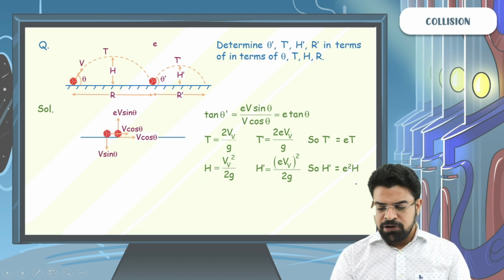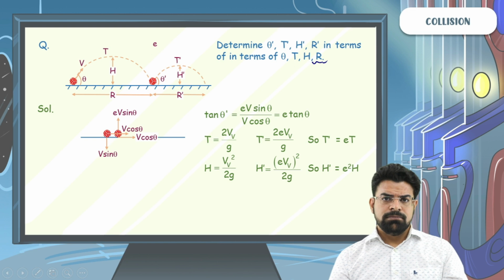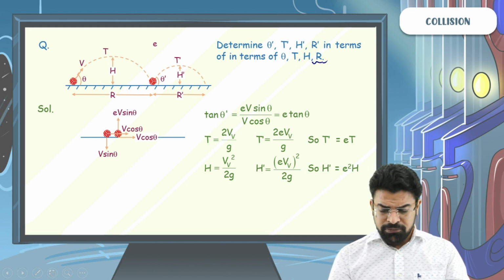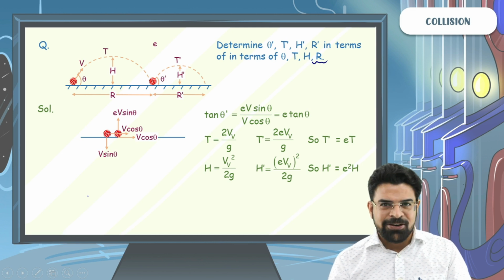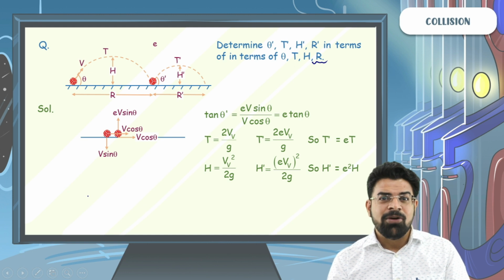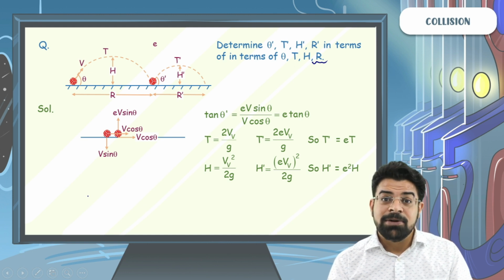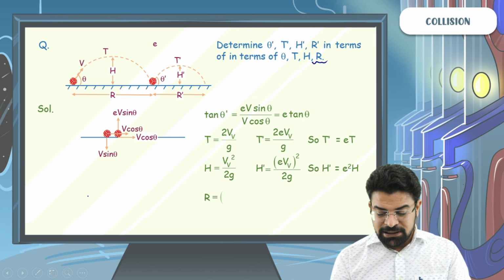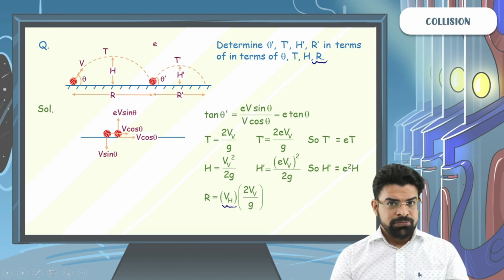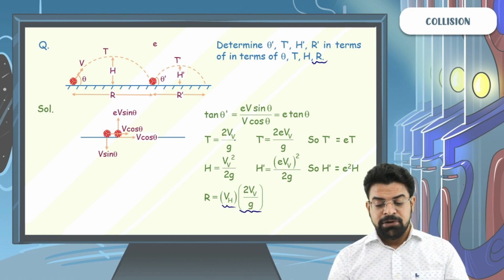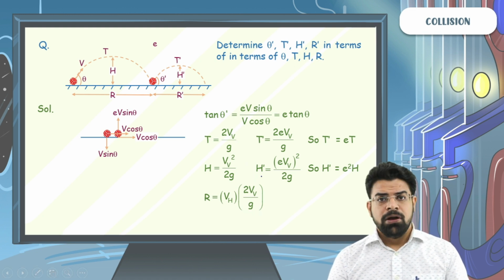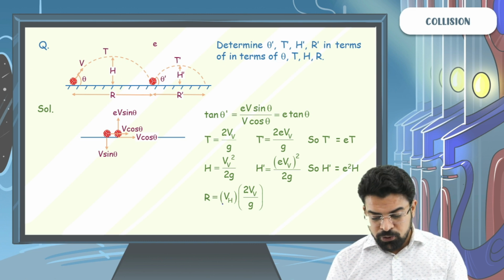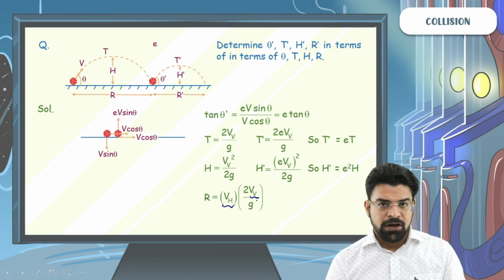Now the last one left out, what happens to range? So you will say, sir, range depends upon horizontal velocity, vertical velocity, both, or none of them. The range depends upon both of them. Range is given as the horizontal velocity into the time of flight, and time of flight can be written as 2 times v vertical by g. So the range depends upon both horizontal velocity as well as vertical velocity.